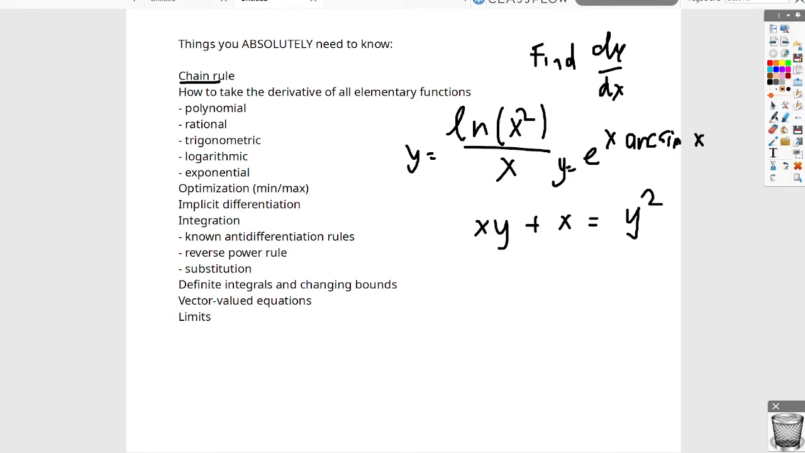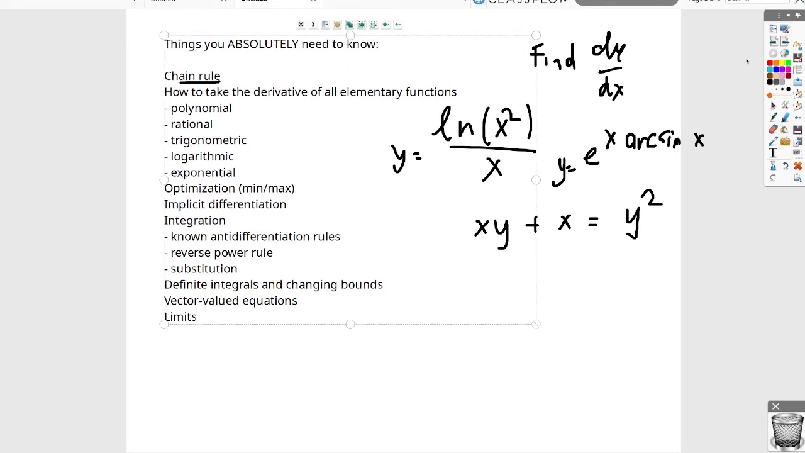There you go. So if you can find dy over dx for all of these three functions, then you are ready for Calculus 3. If you can't, you need to brush up on it. Optimization, you need to know the extreme value theorem. You need to know what makes something a maximum, what makes something a local minimum, what makes something a global maximum or absolute maximum, right?